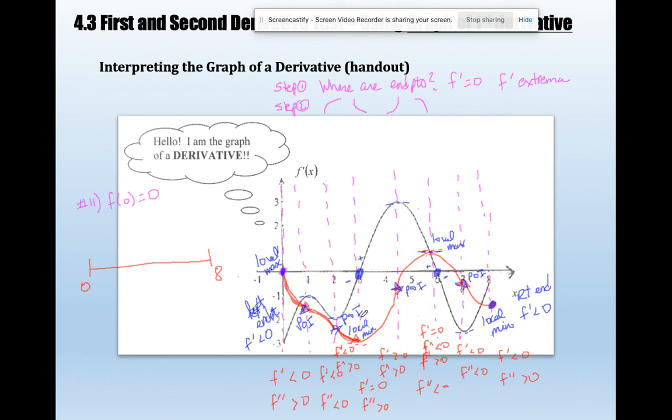Now, 7, 8, 9, and 10 ask about absolute. Notice I only labeled these locals. So I'm going to erase all this. So pause it or take a picture or whatever. I guess it's a video. You can always go back, right? Boomer moment.